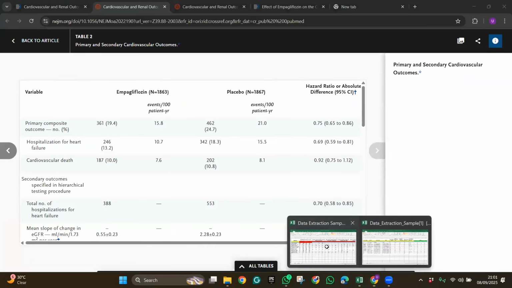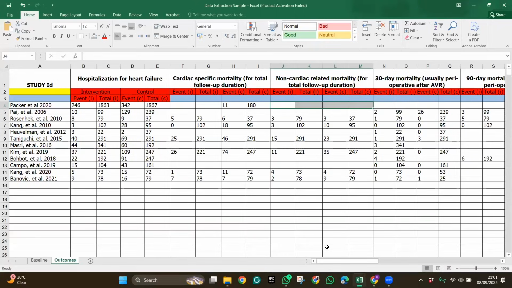Once you're done with your first study, let's say your data is reported in the form of mean and standard deviation, right? What you will do is that you will again make two columns, intervention and control. Then in intervention, you're going to make three columns, right?